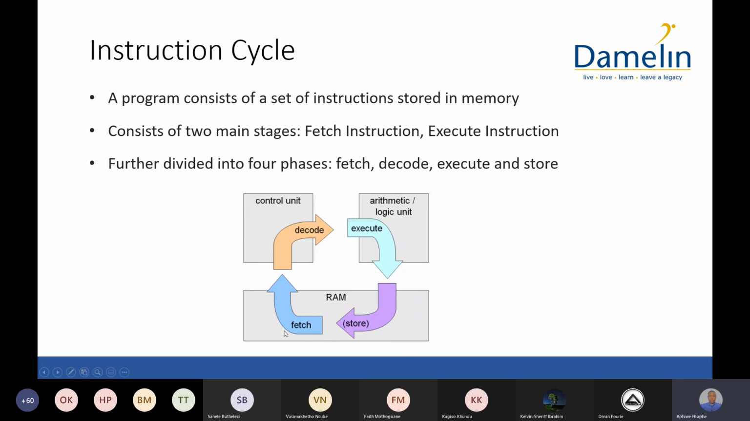Let's start with fetch. Where are we fetching from? We're fetching from RAM. It goes to the control unit, which decodes everything and puts it in the proper registers. Then we have the ALU, which executes the actual comparisons, calculations, and so forth, the functions. After that is finished, the store phase occurs, and the data is sent back to the RAM. So that's how a typical CPU executes an instruction.